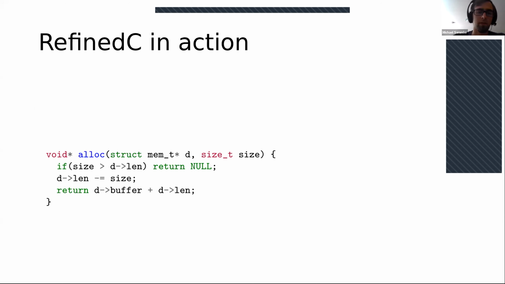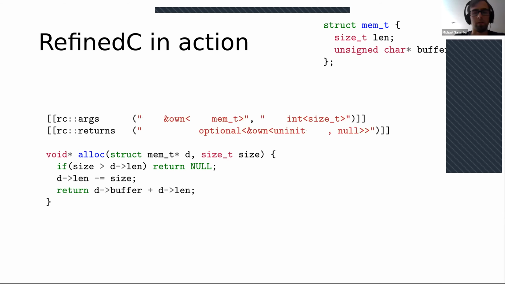Right. So I also want to briefly show you a quick example of how RefinedC looks. Here we have a simple allocator. At the top right, you can see the state of the allocator. It's just some buffer with some length. Then you have an alloc function, which allocates from the structure. This alloc function first checks if there's enough space available. If not, it returns null. Otherwise, it decrements the length and allocates from the end of this buffer.